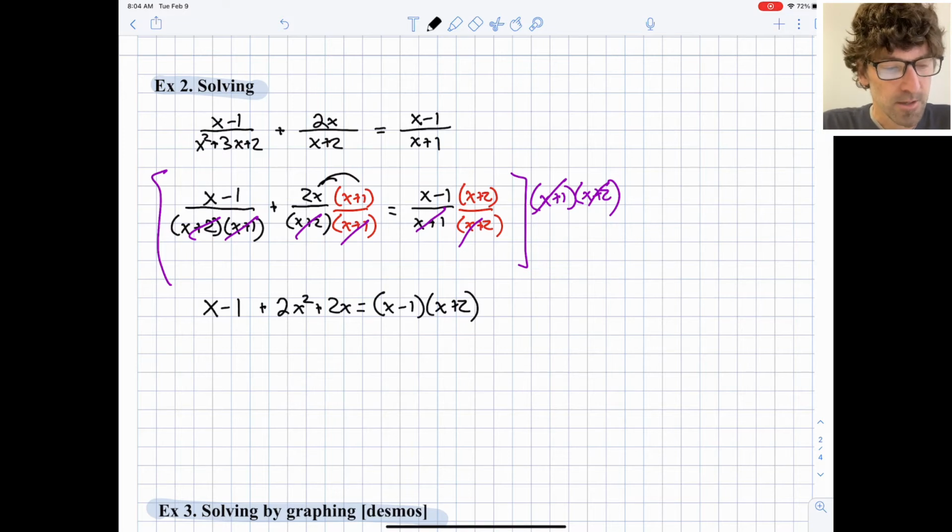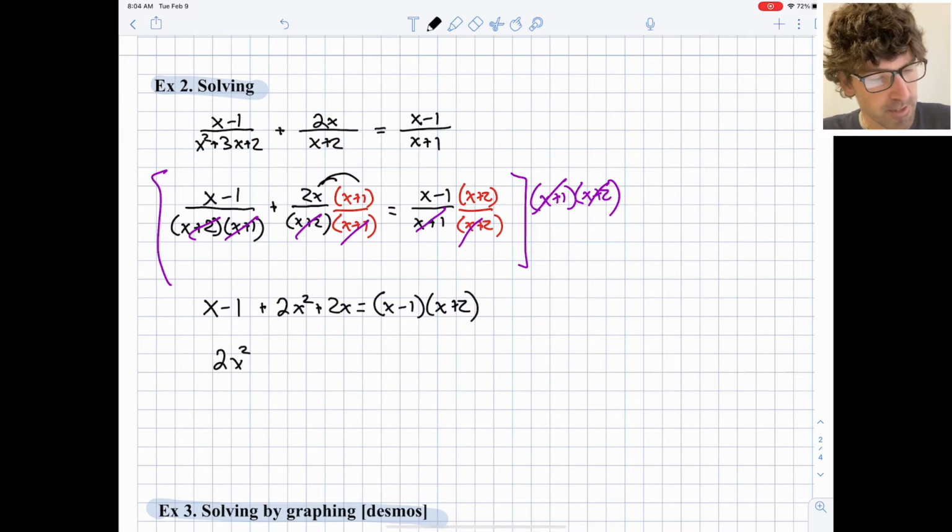Okay, so we're closer, but we still have some work to do here. We will multiply the two binomials on the right and do some simplifying on the left. So the left side turns into 2x squared plus 3x minus 1, and the right side turns into x squared plus x minus 2.